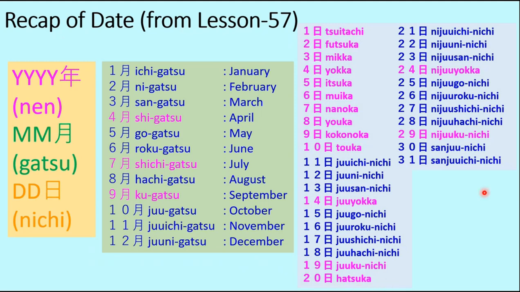Hatsuka is 20. Then again from 21, Niju Ichinichi, Niju Ninichi, Niju San Nichi, Niju Yokka, Niju Go Nichi, Niju Roku Nichi, Niju Shichi Nichi, Niju Hachi Nichi, Niju Kunichi, Sanju Nichi, Sanjuichi Nichi. In this way, we have the 31 days of the month and the 12 months.